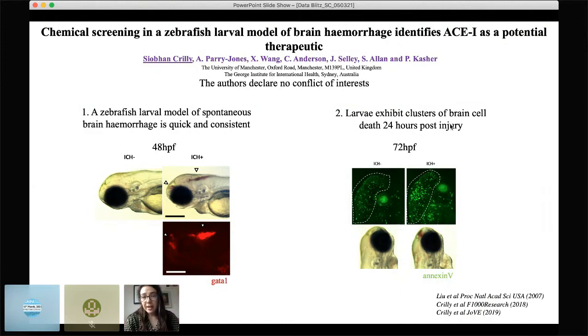So we've previously characterized the pathology associated with intracerebral hemorrhage in this model to draw comparisons with what we see in the human condition and with other preclinical models. And we've noticed that there is a consistent and reliable cluster of these dying cells associated with intracerebral hemorrhage in the brain at 72 hours post-fertilization. And we can quantify this using our transgenic lines and the fluorescence for dying cells and the Annexin 5 expression.